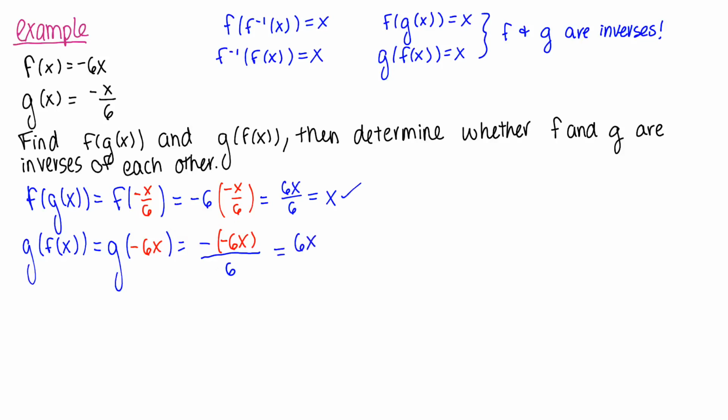These two negatives are going to cancel. We get 6x over 6. The 6's cancel. Once again, you have x. So f of g of x is x, g of f of x is x, that means that f and g are inverses of one another.